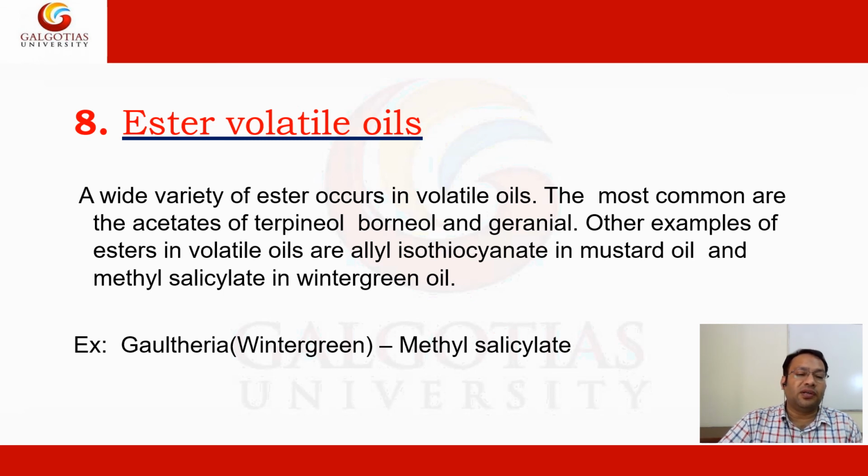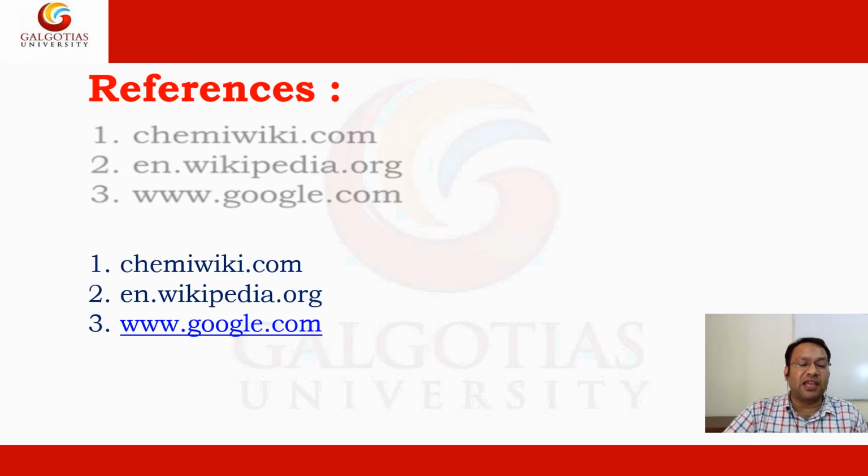Okay, so they contain gaultheria, which is obtained from the wintergreen, and their active constituent is methyl salicylate. Methyl salicylate is used as a pain reliever, and different types of balms and injury creams use methyl salicylate, so they relieve the pains.